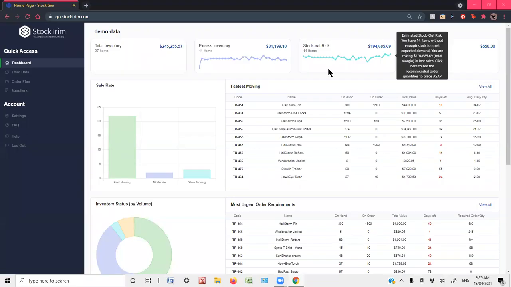Hi there, I'm going to give you a quick run through of the StockTrim inventory forecasting platform. StockTrim is an inventory forecasting platform. We solely focus on providing you automated forecasts for what stock you're going to need in the future.